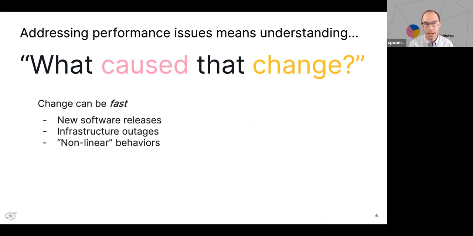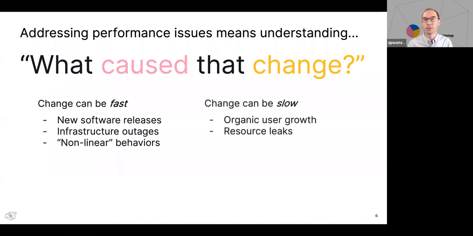And that change can be fast in the sense that it can be rapid, right? So it could be something like a new software release. It could be a configuration change. Infrastructure outages are often quite fast, right? So we could lose power, or there could be some other outage at our cloud provider. And then there are these sorts of nonlinear behaviors like this latency graph I was just showing, right? Where we have a more continuous performance characteristic that suddenly becomes discrete when it hits a particular threshold.